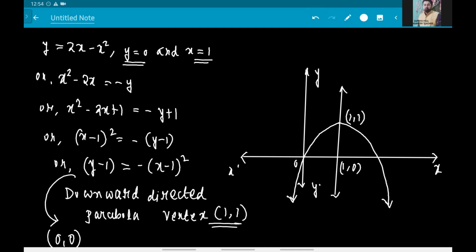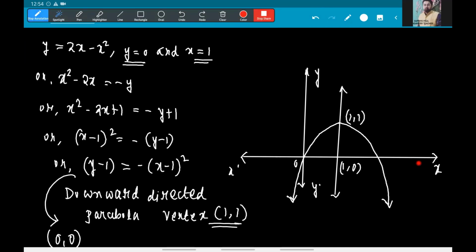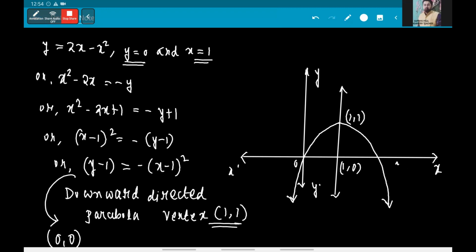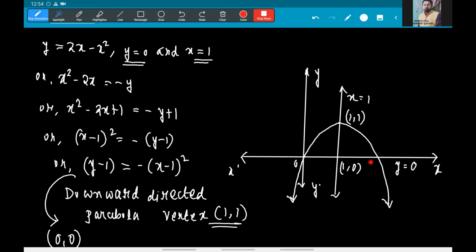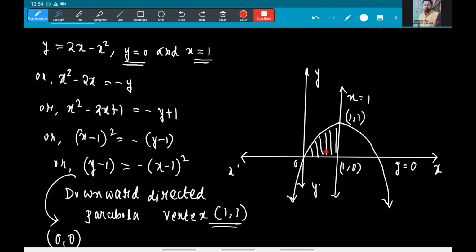Now you can see carefully from the observation that y equal to 0 is the x-axis, and this is x equal to 1. You can see that the three curves, y equal to 2x minus x square, y equal to 0, and x equal to 1, have formed an area, this one. I'm just shading this part. So this is the area formed by these three curves.